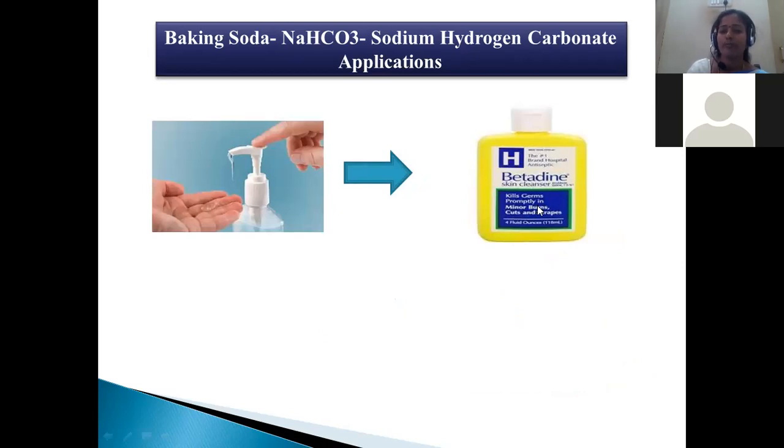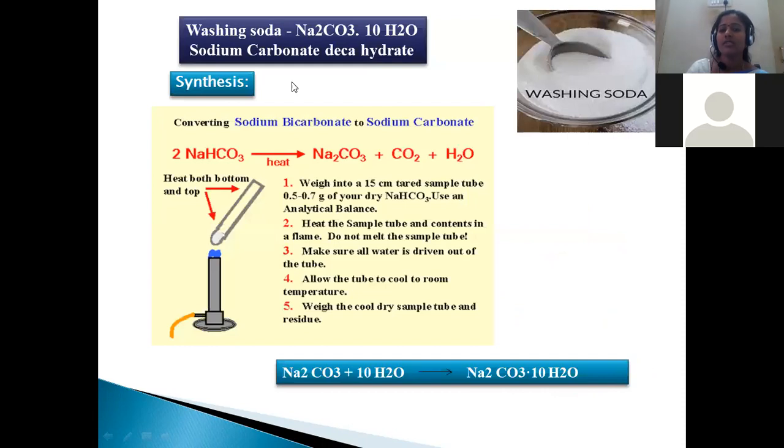It is an essential component of Betadine, right? So this is about the entire concept of baking soda. Now let us enter into the second concept, what we discussed at the starting of this class, that is washing soda.